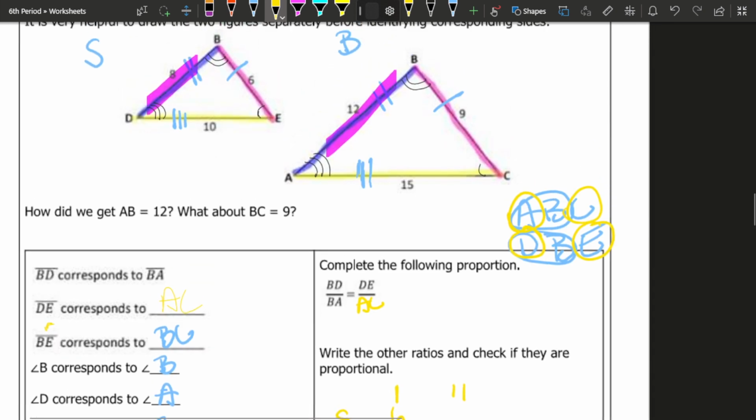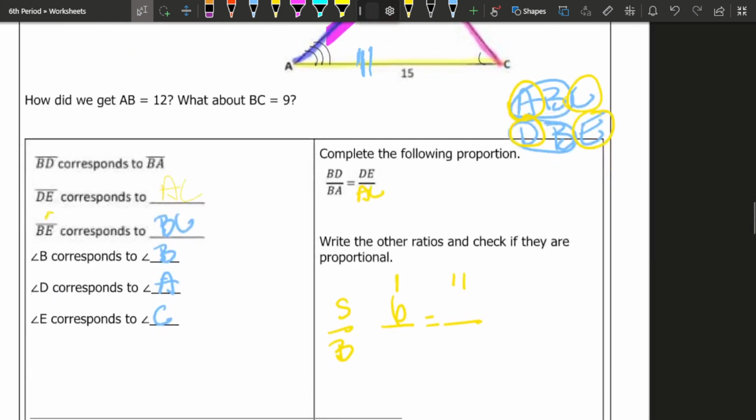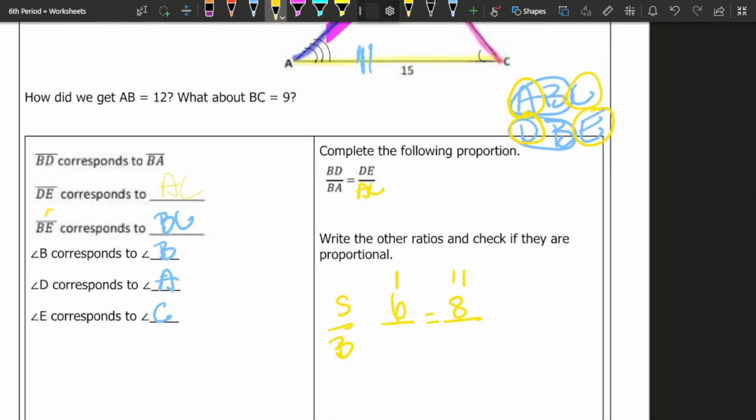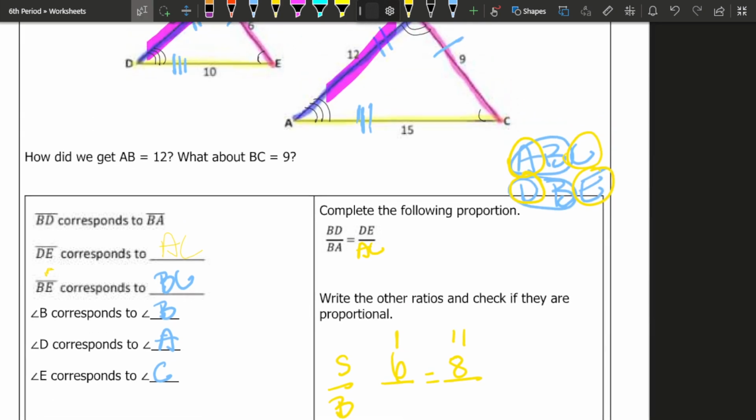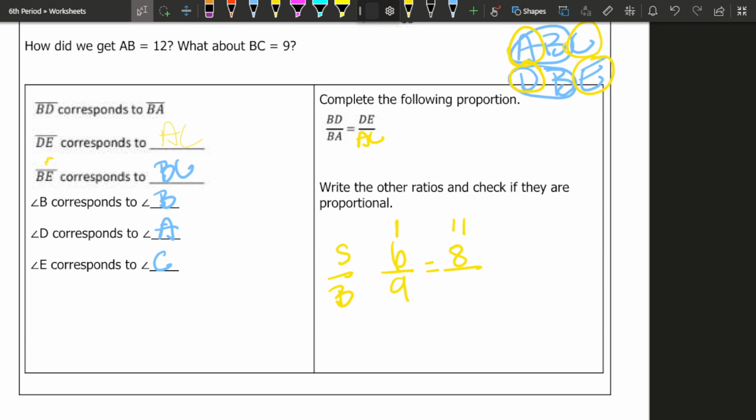Small one, 2 tick marks is going to be what number? 8. You're going to put it where the S2 is at. Okay? And then the big one with 1 tick mark, what number is that? 9. You're going to put that over here.